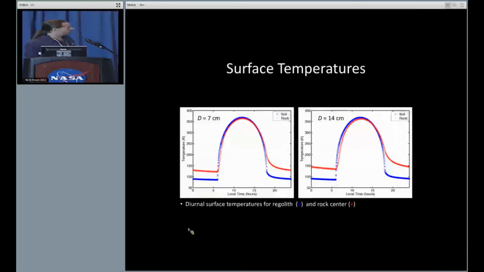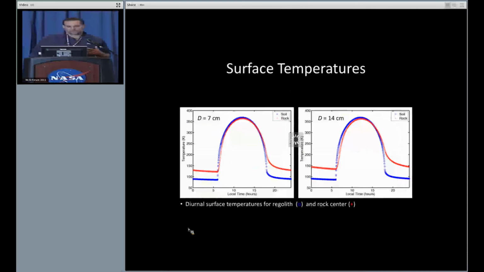So now I'm plotting the blue curves, which are the diurnal curve of the surface temperature of regolith with no rocks, and then the red curves are the surface temperature at the center of these rocks for the 7 centimeter diameter rock and the 14. And so you can see that in the daytime, as the temperatures go up, the temperatures don't vary that much, but in the nighttime they actually diverge quite a bit. And as you go to larger rock sizes, the difference in temperature gets larger.